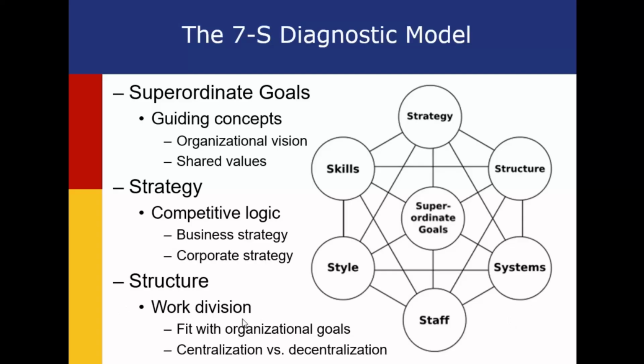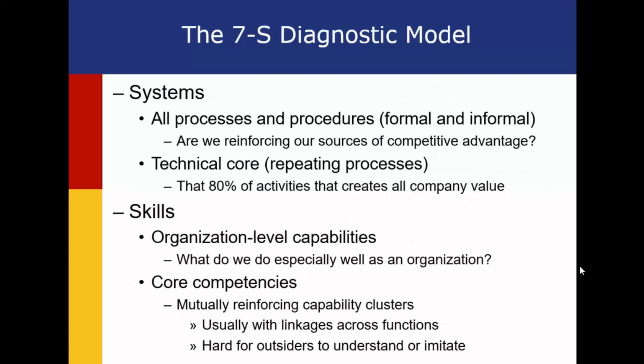Structure, we have work division that fits with organizational goals. That sounds familiar because it said pretty much the same thing in the 6-box model. Centralization versus decentralization, that's a Bolman and Deal structural dilemmas kind of thing. All right, then we have systems, all processes and procedures, formal and informal, reinforcing our sources of competitive advantage. Technical core, the repeating process, of course we get that from Lynn, that 80% of activities that creates all company value. Skills, as I say here, organization level capabilities.